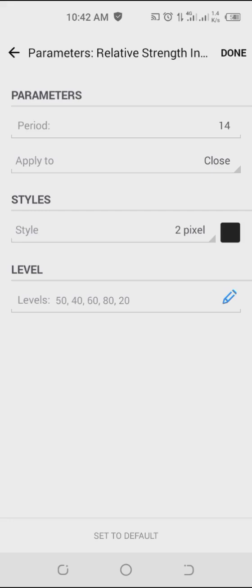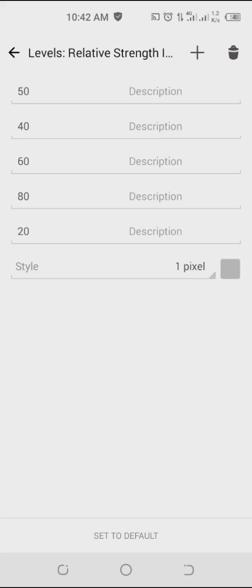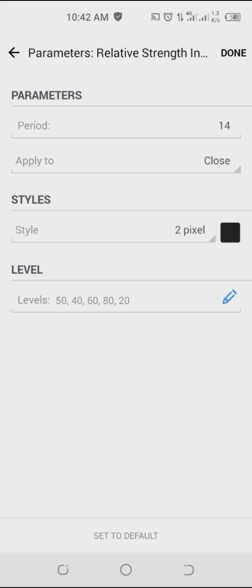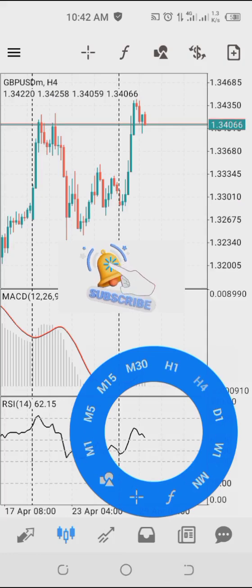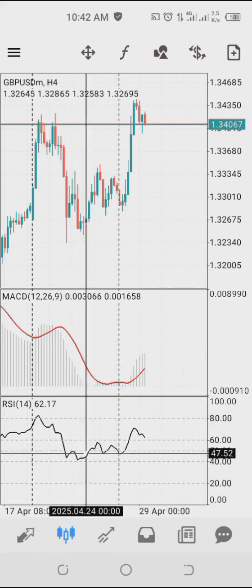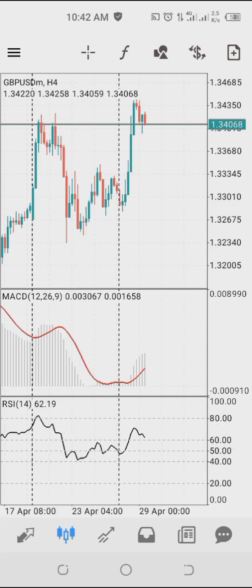We're going to be making use of levels like 50, 40, 60, 80, and 20. And I'm sure you guys know how to add the levels right now. For you to add the level, you just click on this and you're going to see how to add the levels. When you're done, you click on done, and this is the relative strength index on the chart. This is a very beautiful yet very effective and simple strategy, guys.